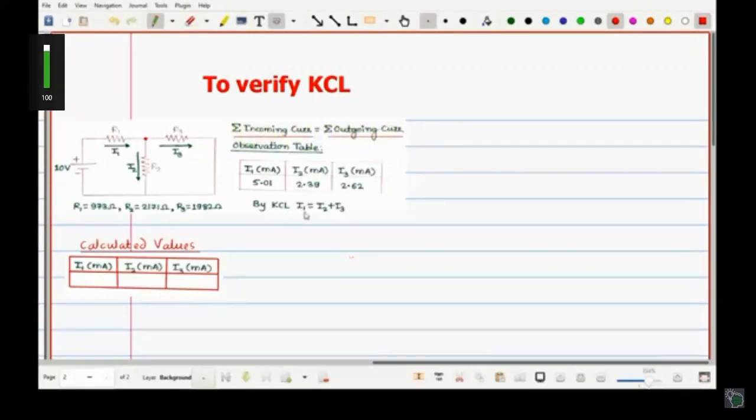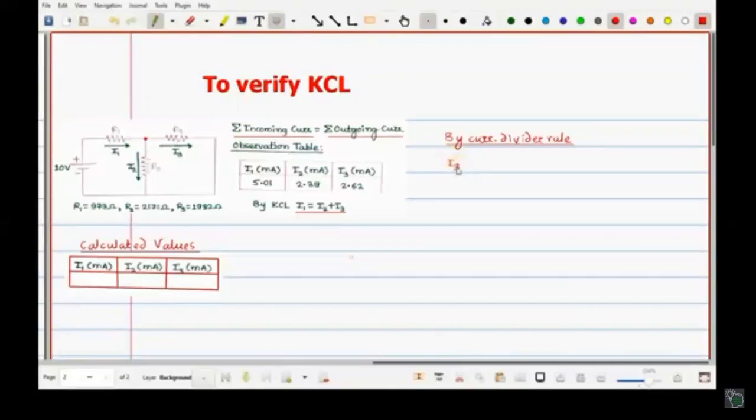So if you apply this theorem, we are getting this equation. If this equation is satisfied, we can say that our KCL is verified. So friends, what you can observe over here, current I1 is coming, and it is getting divided into two parts in between R2 and R3. So we have to apply current divider rule over here. By current divider rule, we can calculate I2 as well as I3.